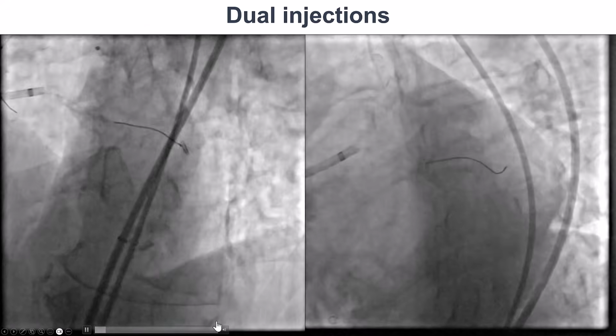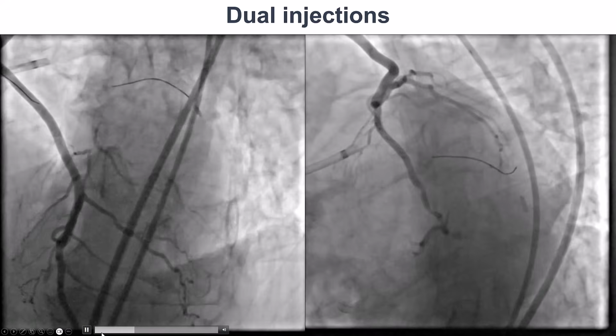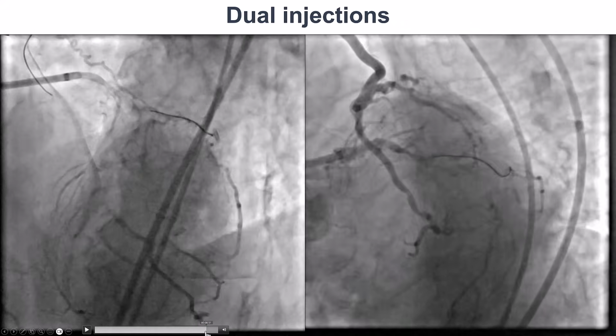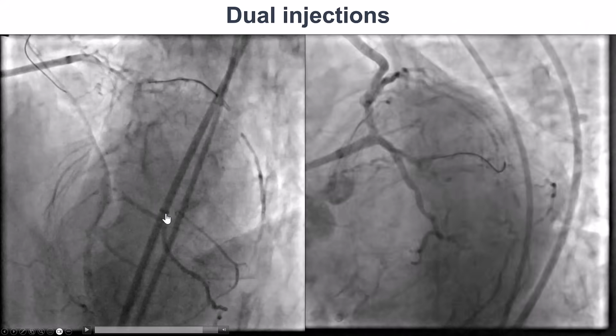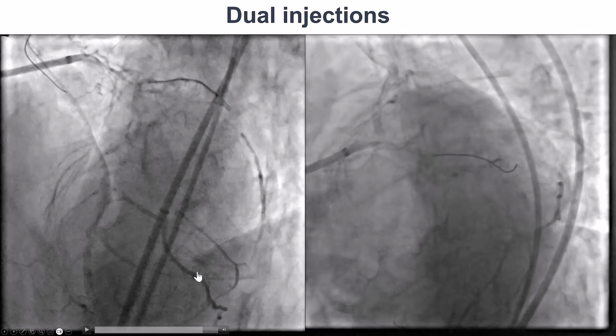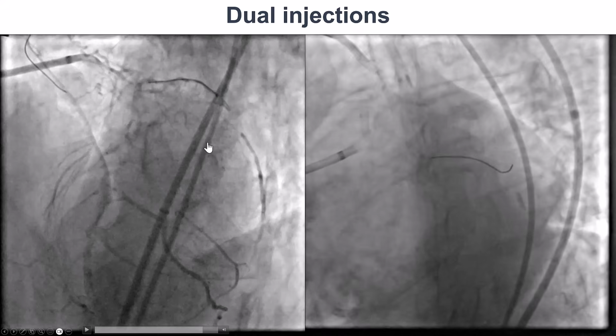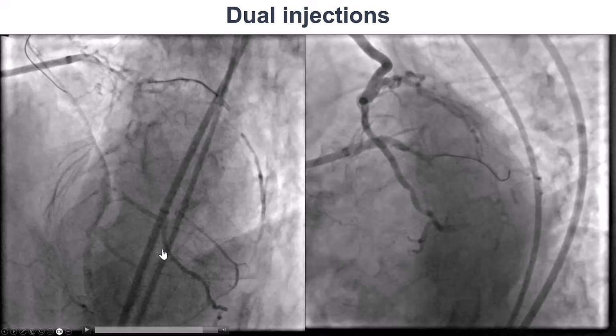And then here is the third obtuse marginal or left posterolateral, which is down here. So one major branch, second major branch, this is the area of ischemia. It was the plan to recanalize this area.